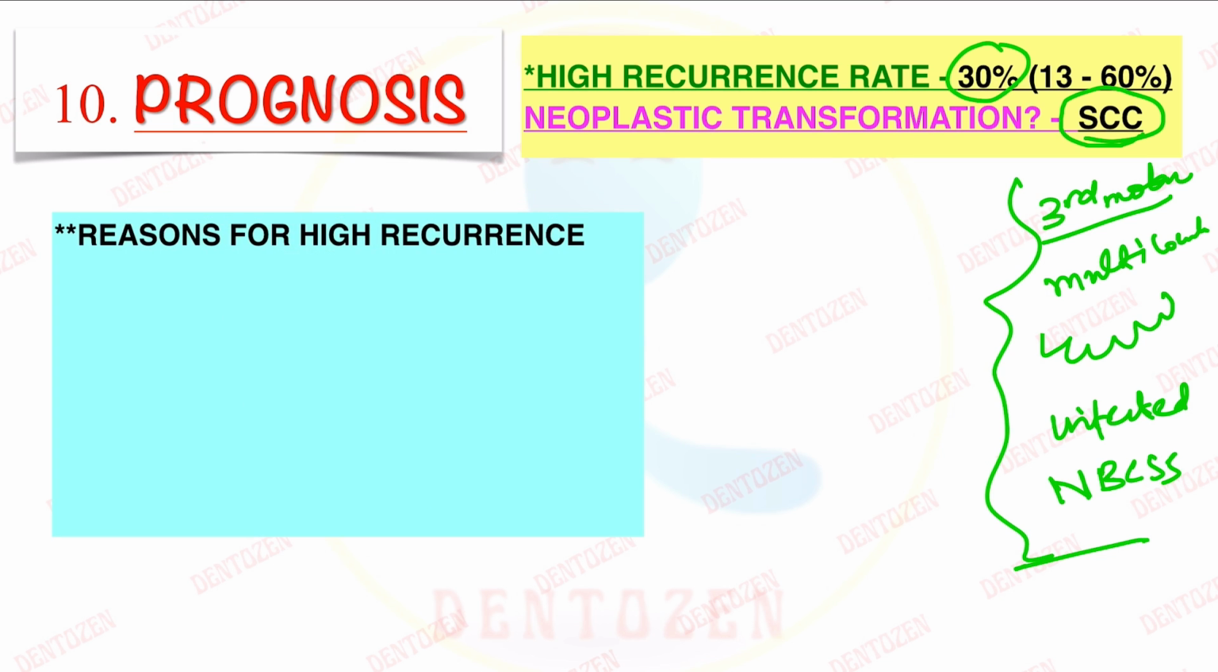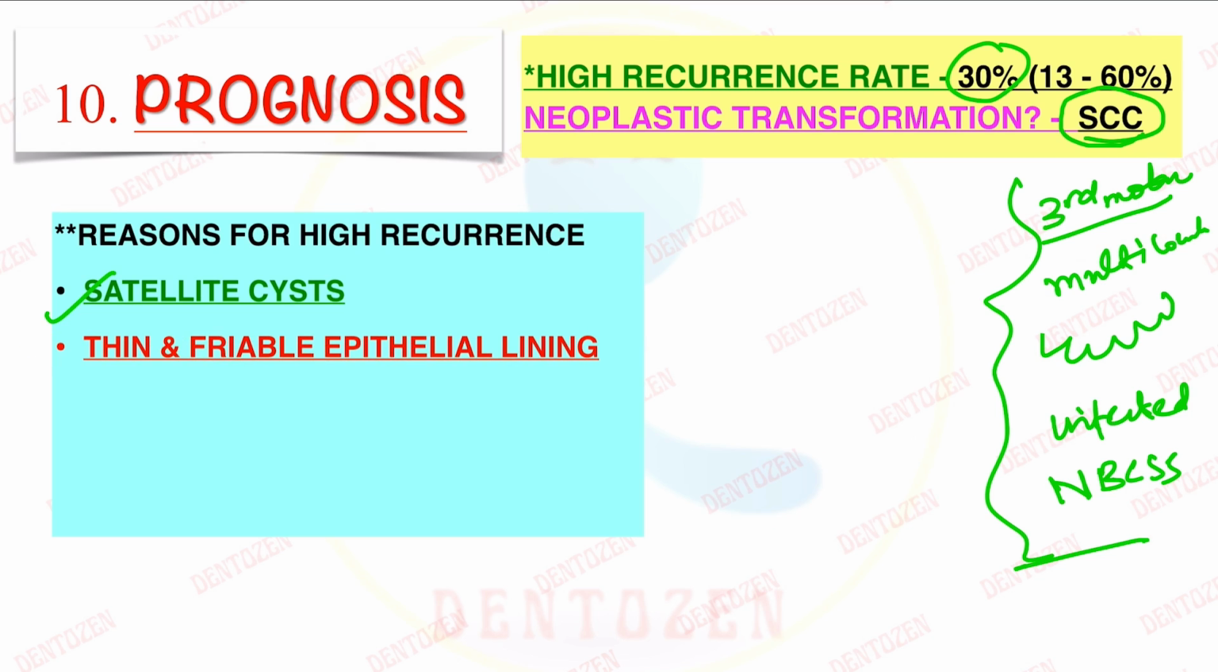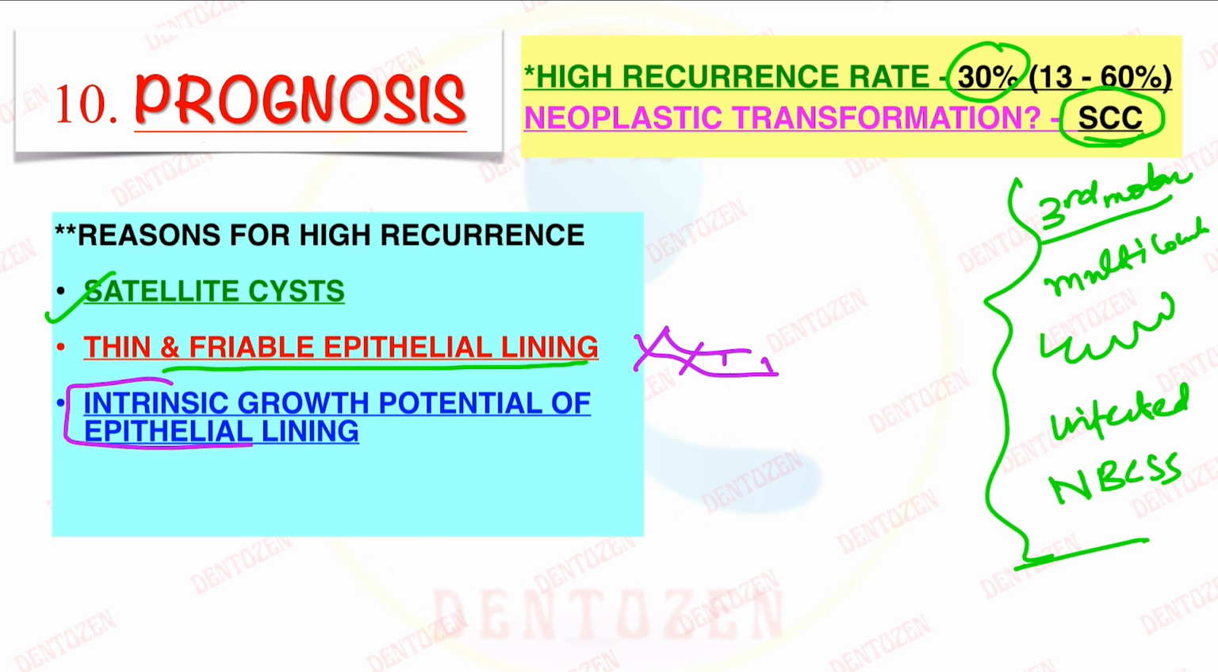Now why is this recurrence so high? First important reason, presence of satellite cysts. They can be retained behind when we remove, and they can give rise to new cysts. Second is the thin and friable epithelial lining which breaks down while removing, and it can be left behind, from which new cysts can arise. Then the intrinsic growth potential of the epithelial lining. It keeps on dividing and can invade the structures, and its margins remain beyond identification on radiographs or surgery. We cannot identify the margins, and incomplete removal can happen.